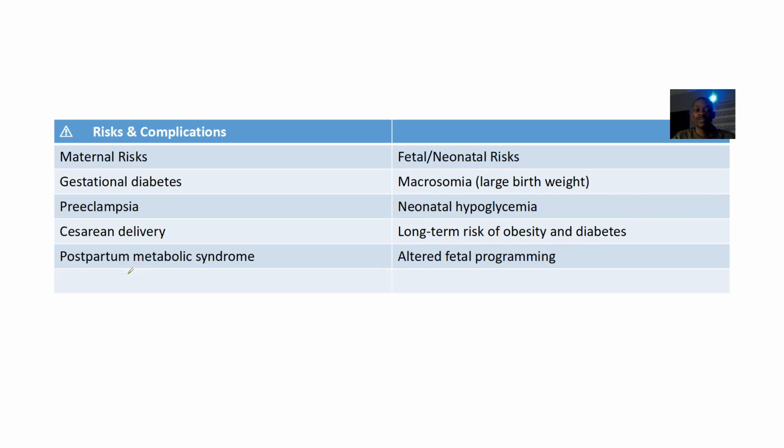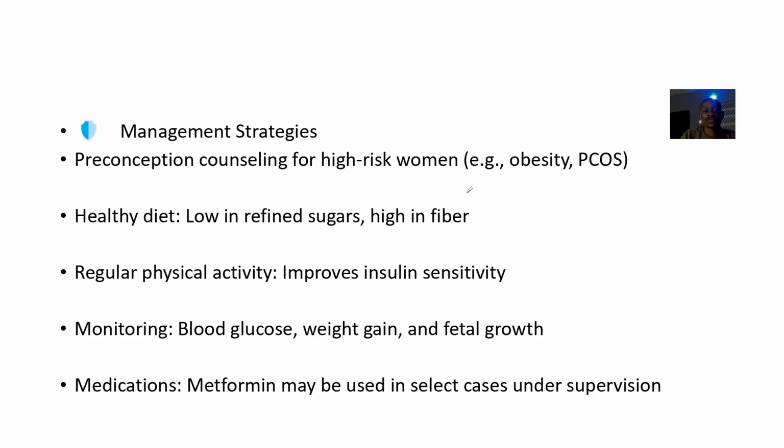Okay, so risks and complications on the mother's side: gestational diabetes, preeclampsia, and cesarean delivery, because the baby can become so big, macrosomia, so the baby can't go through vaginal delivery. Postpartum metabolic syndrome. All right, on the baby's side: the baby is large, glucose levels are low, obesity, the baby can develop diabetes, altered fetal programming.